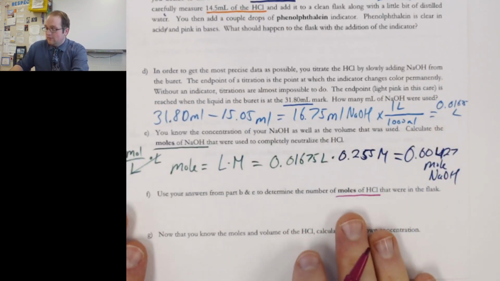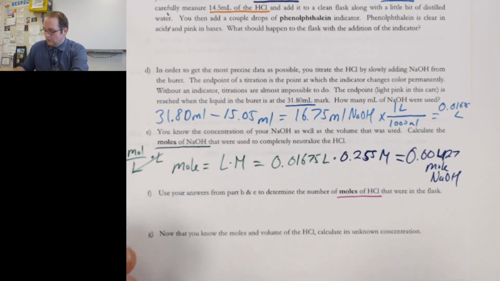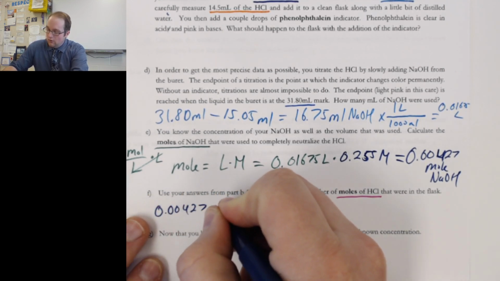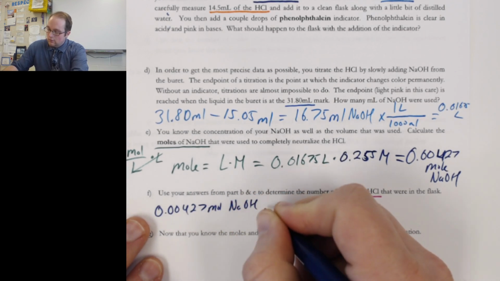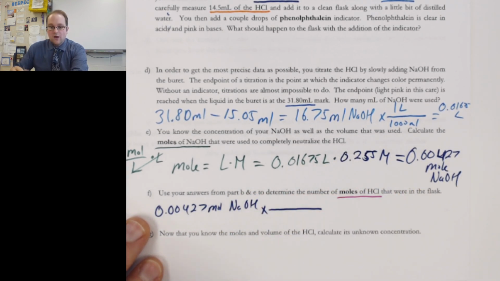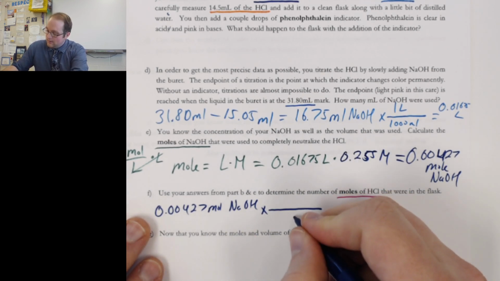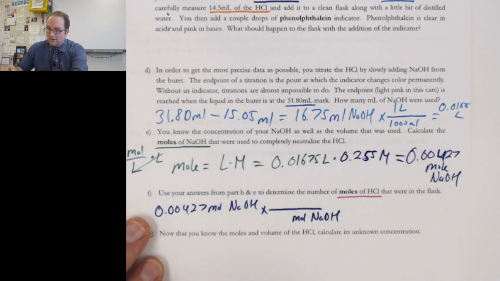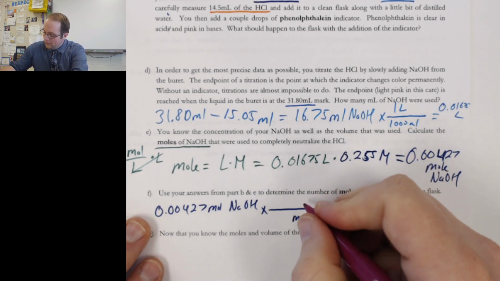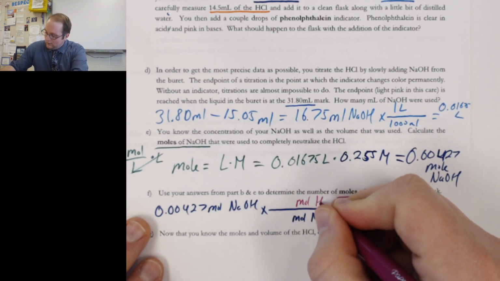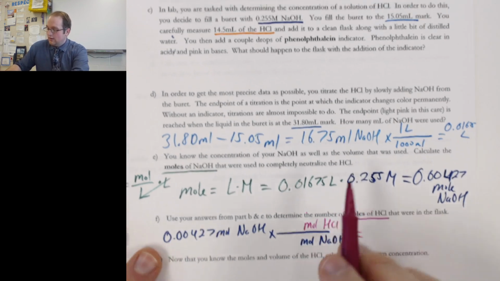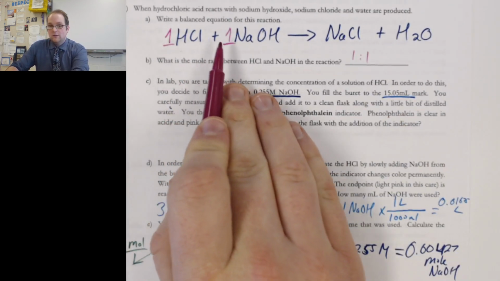So if I was going to do a very simple molar conversion, I would take that 0.00427 moles of NaOH, and then convert from moles of NaOH to moles of HCl. I'd make sure that the moles of NaOH goes on the bottom since I want it to cancel, and the moles of HCl go on top.